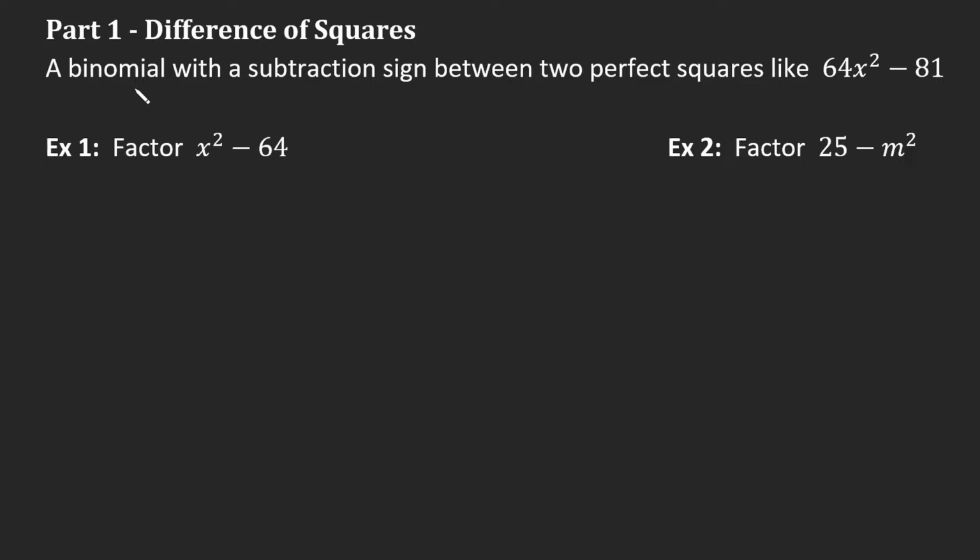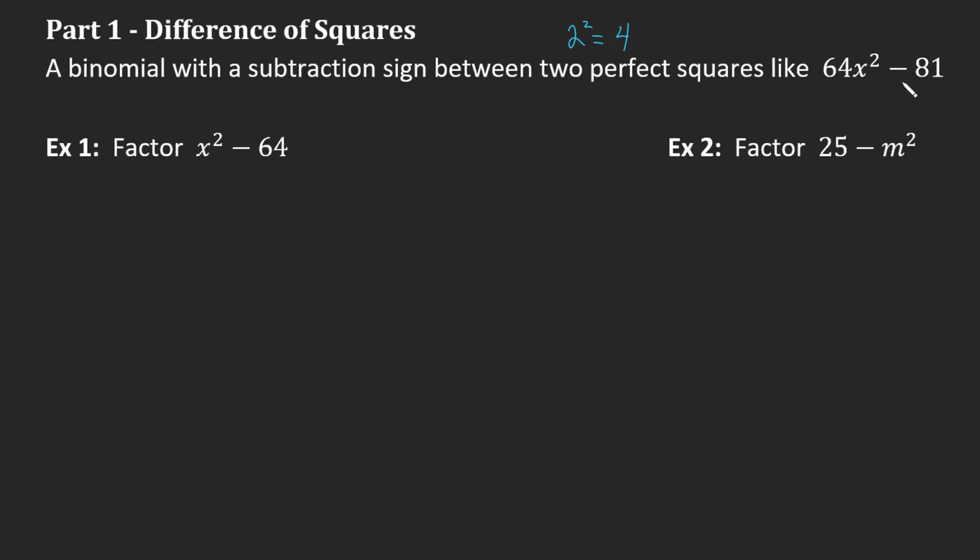Okay, the first special case that I'll be doing is difference of squares. A difference of squares is a binomial with a subtraction sign between 2 perfect squares. A perfect square would be something like 4 because that came from 2 squared. So anytime you have something that came from something squared or is square rootable to get a whole number answer, like 9 and 81, those are all perfect squares.